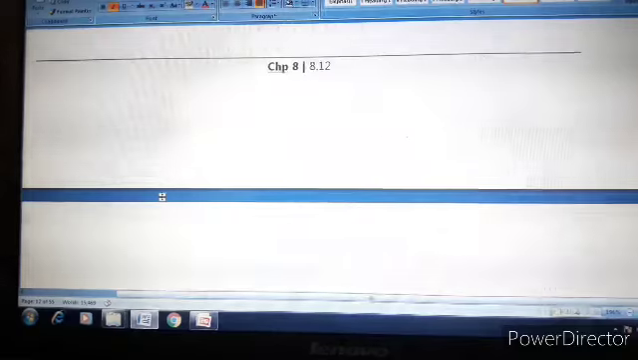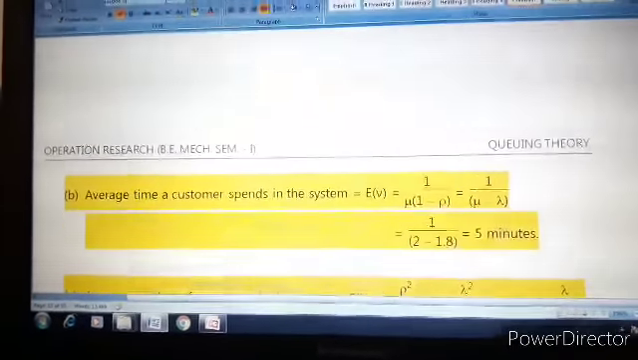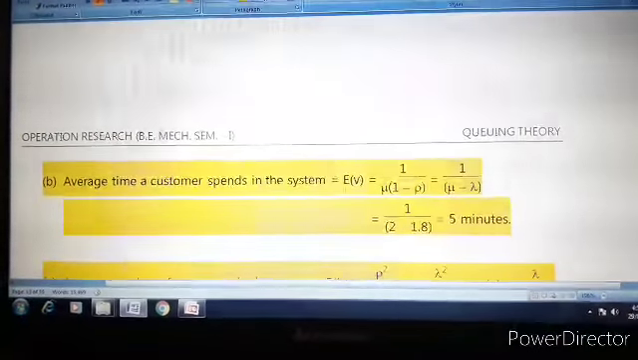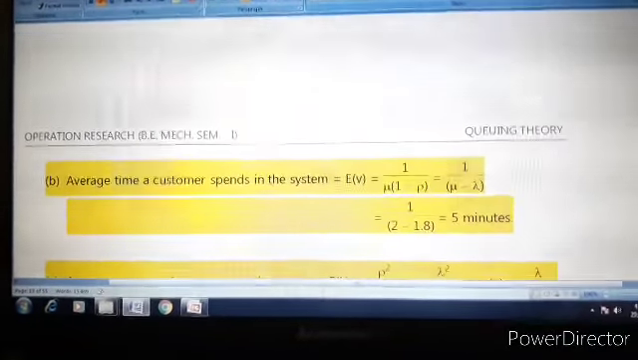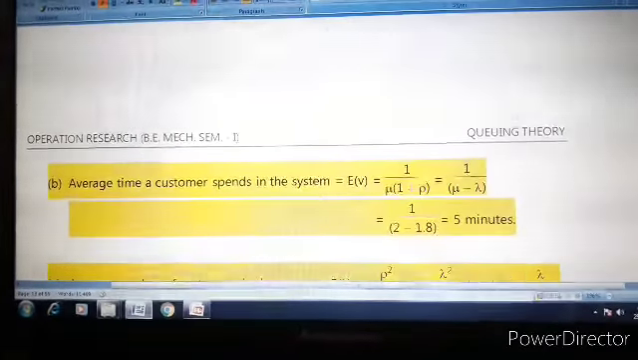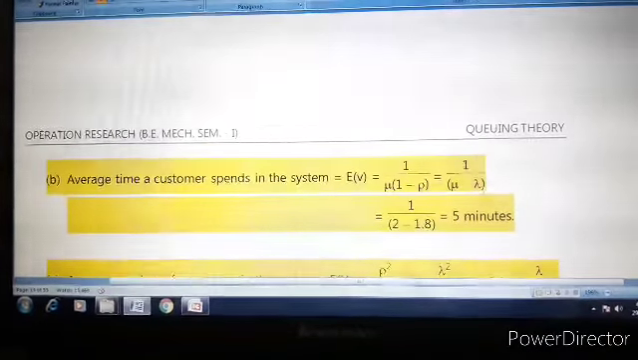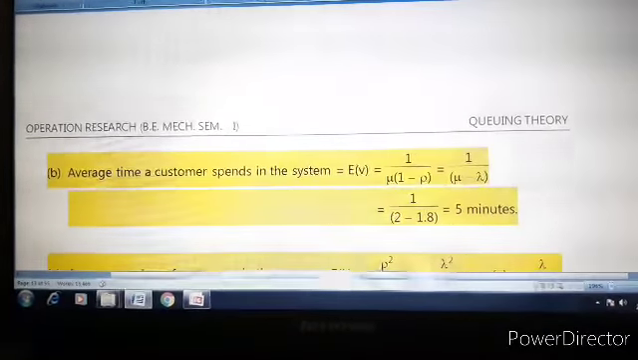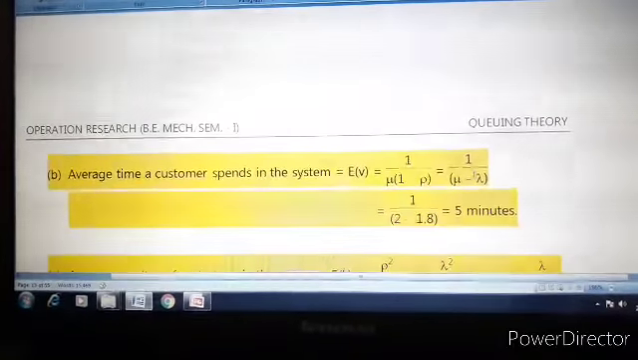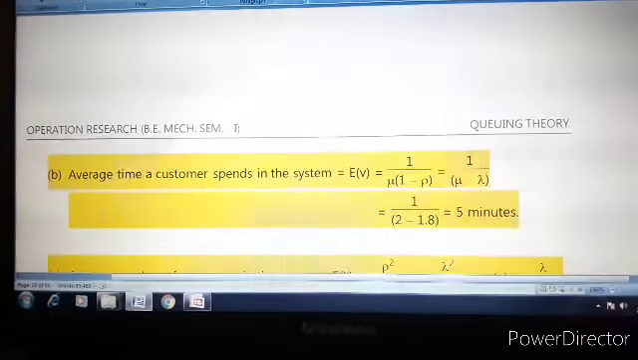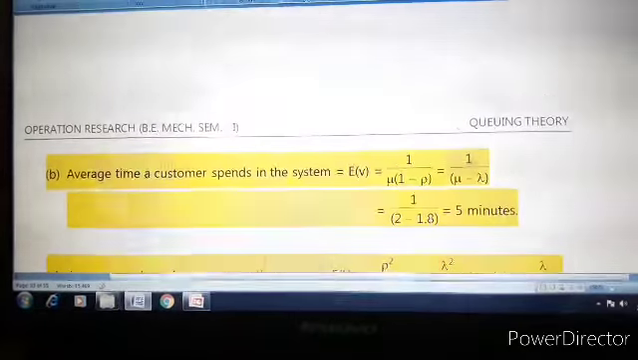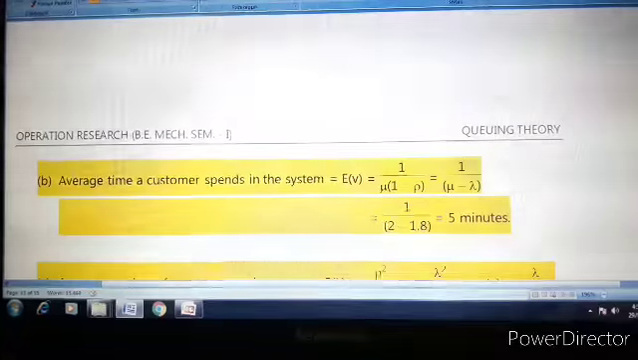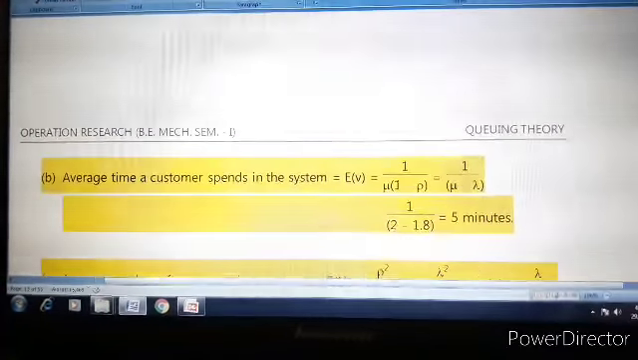Then next is the average time a customer spends in the system, denoted by E of W. Again, this relation we have discussed in previous slides. It is 1 upon mu times (1 minus rho). The same relation we can write as 1 upon (mu minus lambda). So substitute the values: mu is 2 customers per minute and lambda is 1.8 customers per minute. So it is 1 upon (2 minus 1.8), and when we calculate this value we get 5 minutes. So 5 minutes is the average time a customer spends in the system.